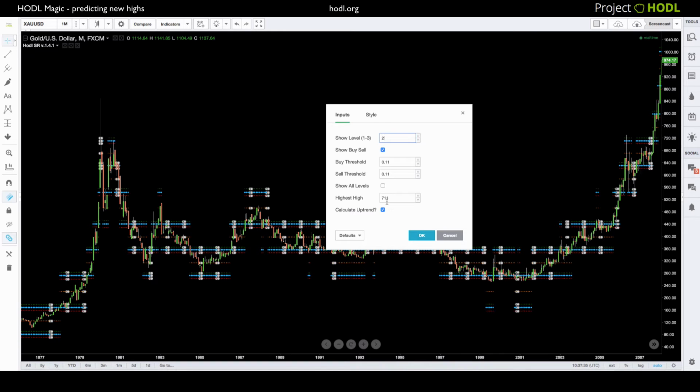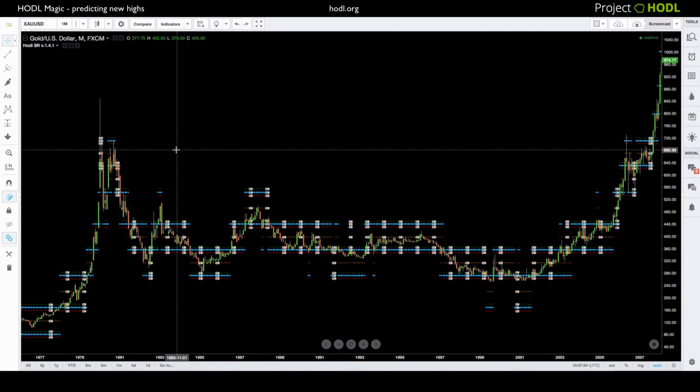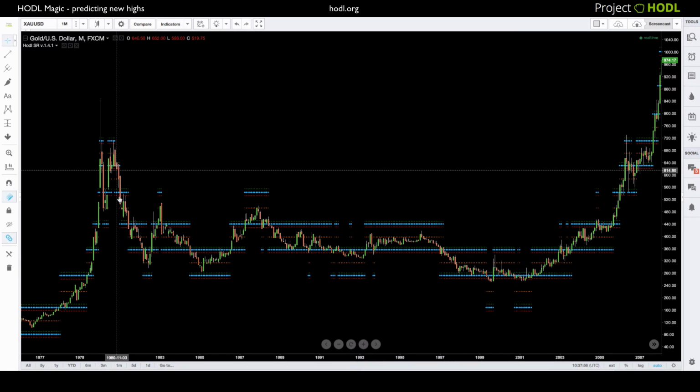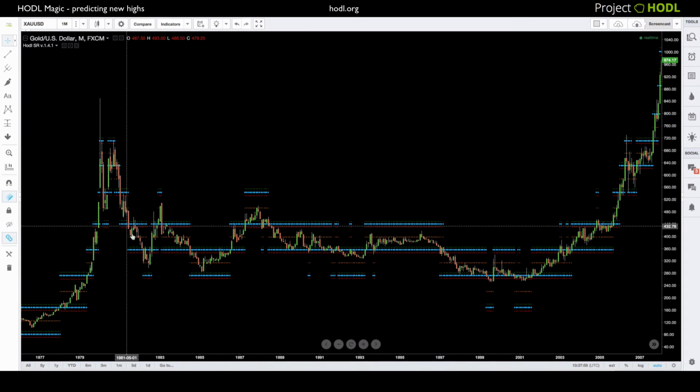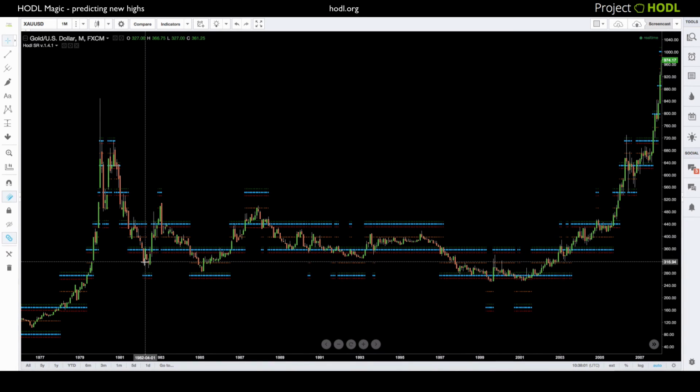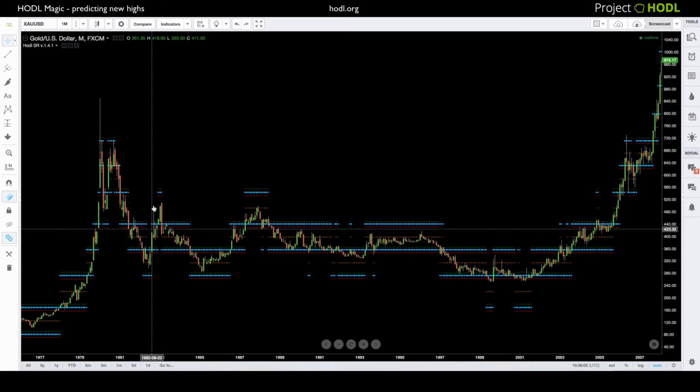So what we have here: we define the previous highest high and tick the uptrend button, so the HODL SR knows how to calculate and predict the levels for the price action above the previous highest high. So let's close this and let's just look. The price is really kind of obeying the levels. It's making 1, 1.5, 2 level moves, etc.